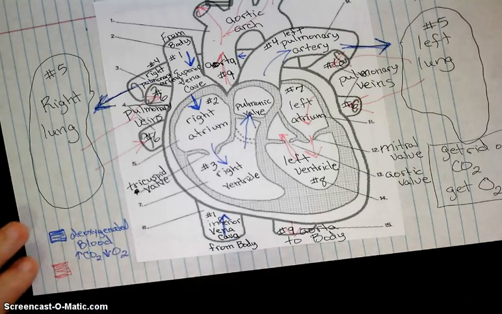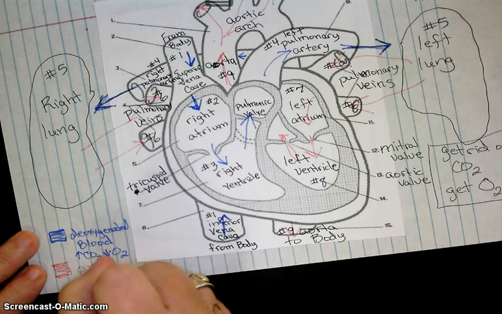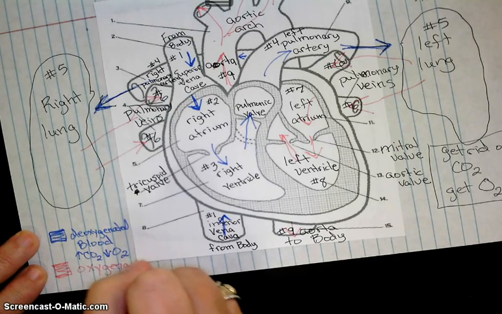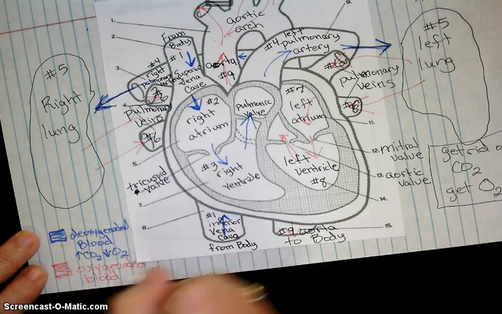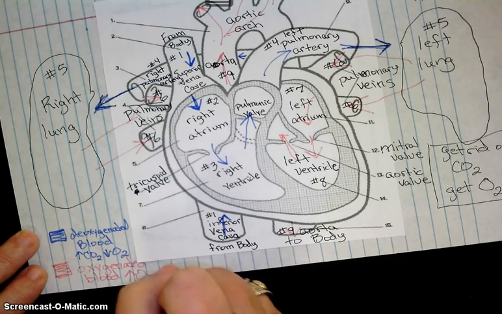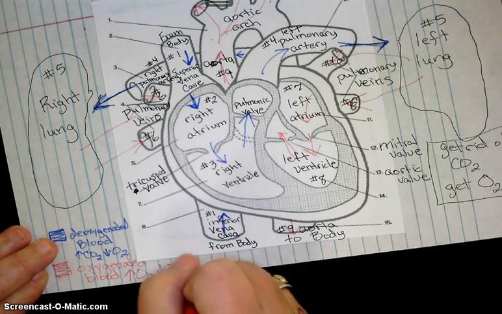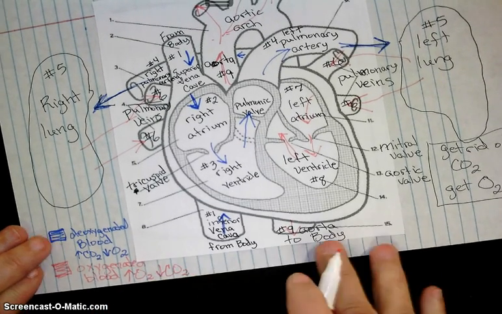I forgot to add our key. This is oxygenated blood, which is high in O2 and low in CO2. All right.